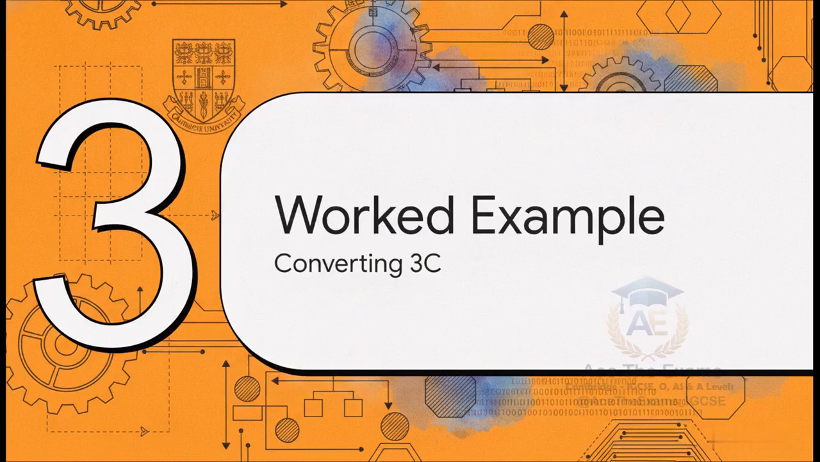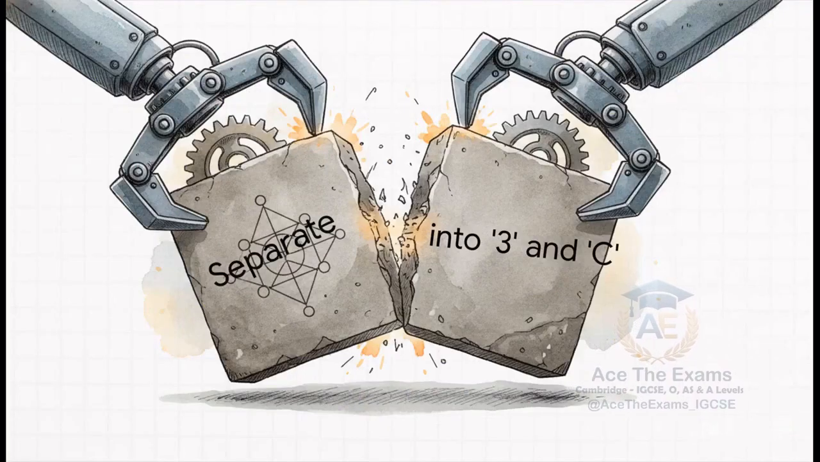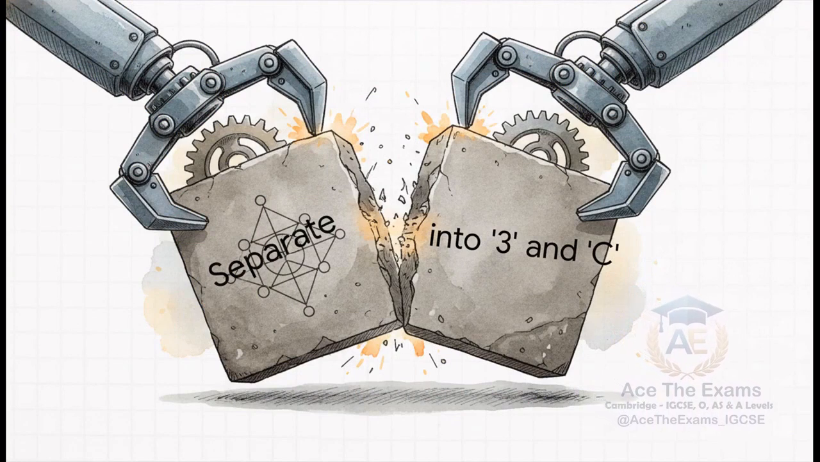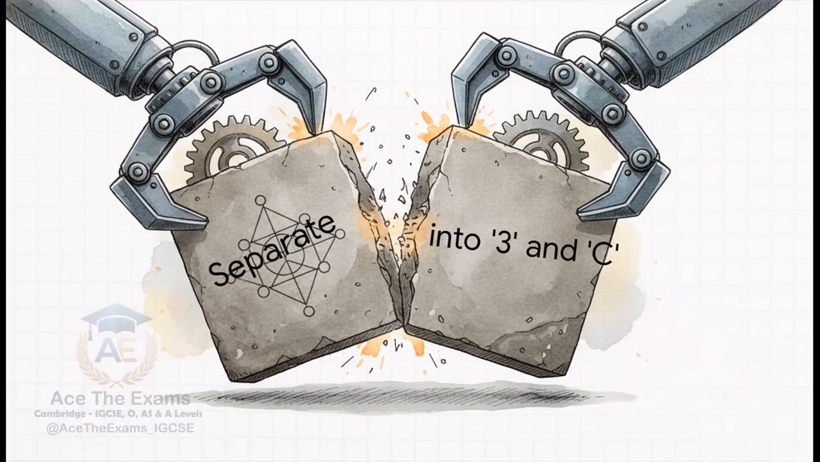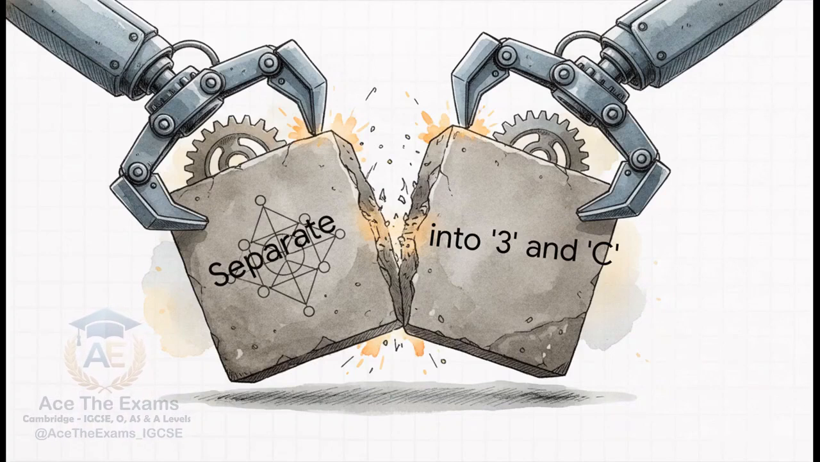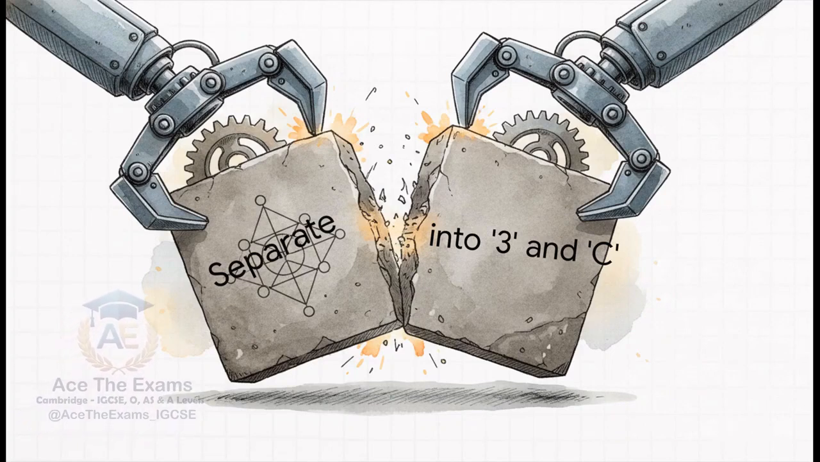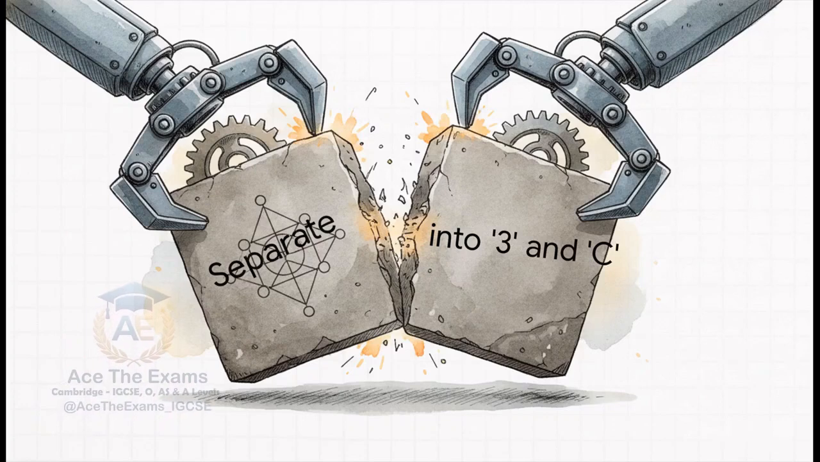Converting 3C. Let's see how this actually plays out in a realistic Cambridge-style exam scenario. I want you to challenge yourself right now to mentally predict the next steps as we go. Let's say the exam paper asks you to convert the hexadecimal number 3C to denary. Step 1 is super simple, but absolutely crucial. Break the problem apart. We separate the two parts of our hex number into 3 and C.